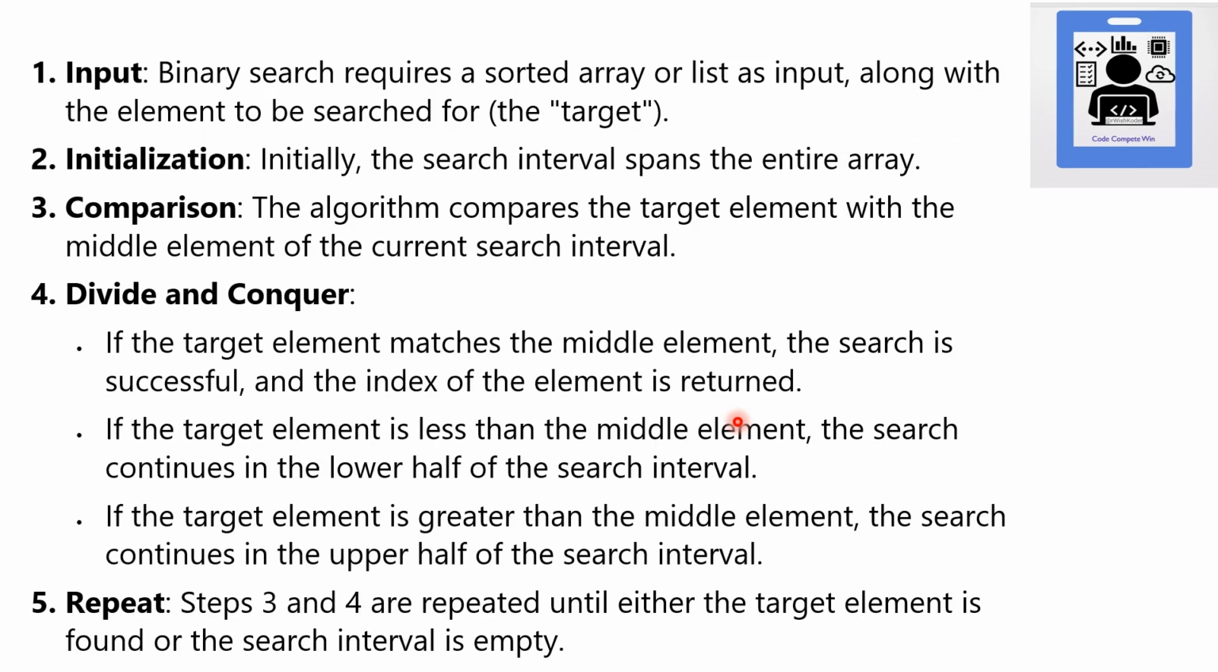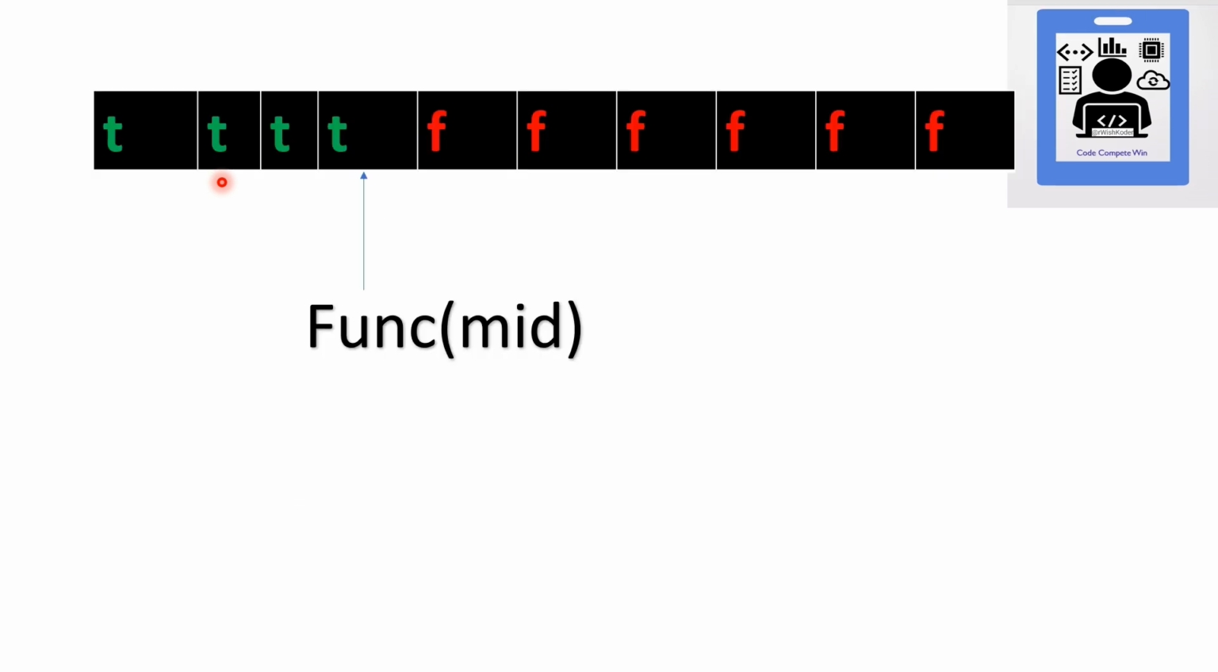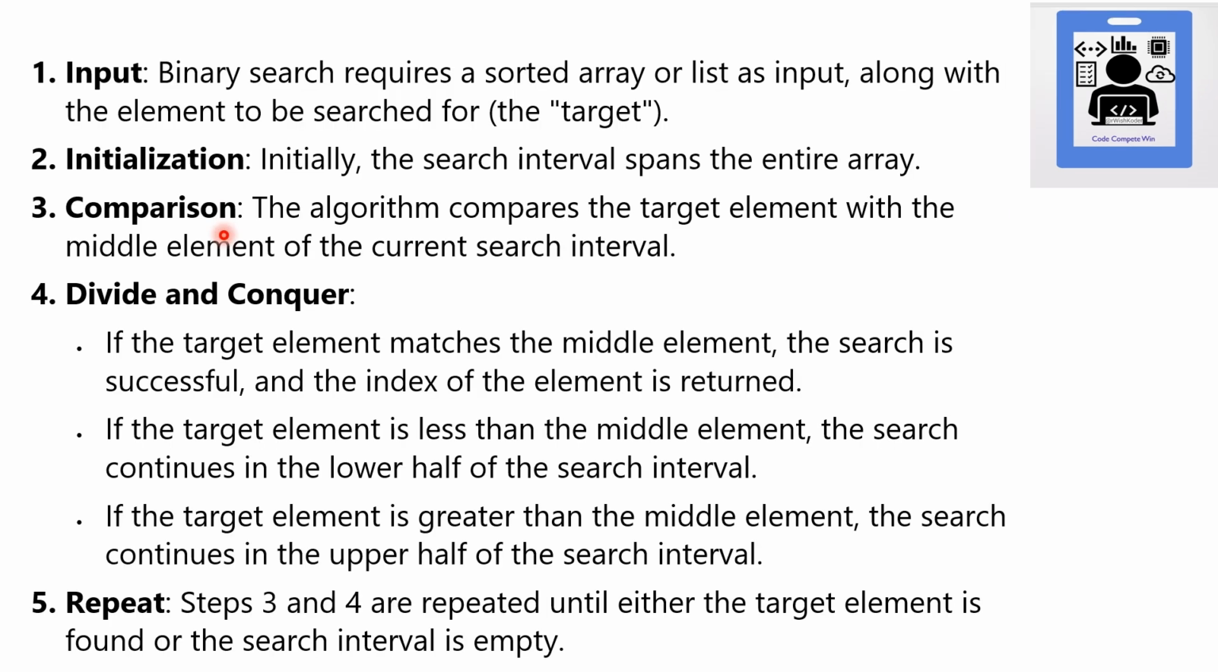In the initialization step, we pass the first index and the last index of the array, or the interval which follows this true and false sequence. This comparison is a function which can divide the array into two parts. And as you know, binary search is based on the divide and conquer technique.